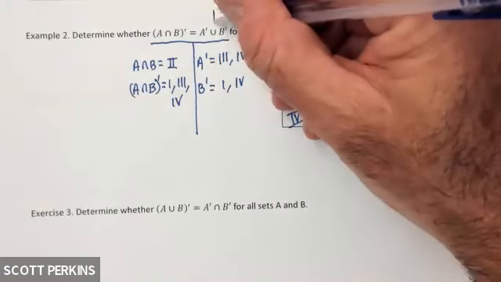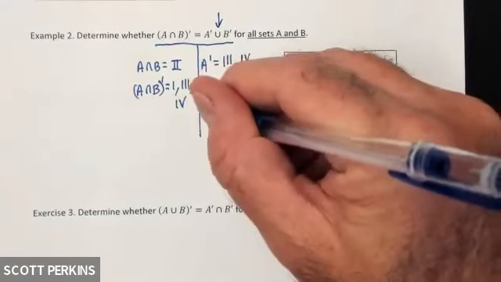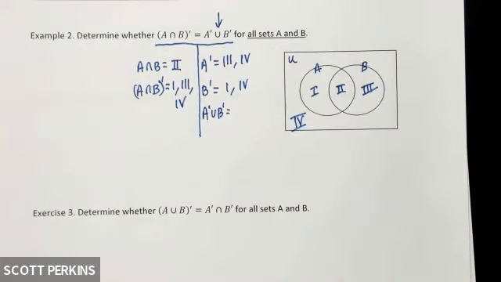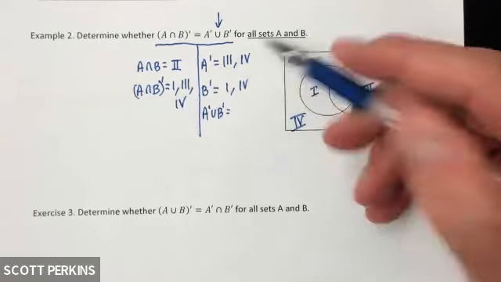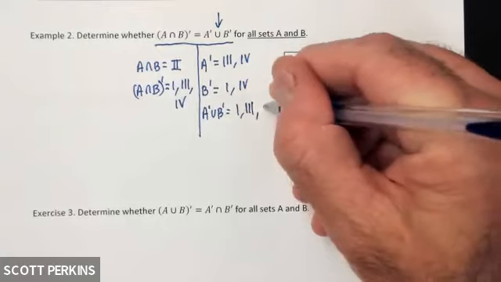And now I'm going to do the union of those two things. So I have A complement union B complement. You've told me before a couple times, the union is what you get when you smush everything together. So when I smush all these regions together, I've got region 1, I've got region 3, and I've got region 4.